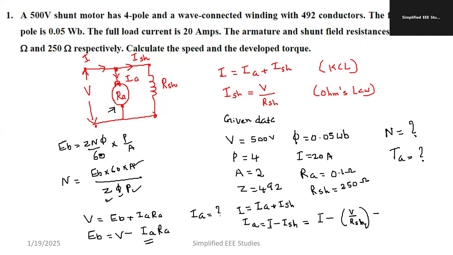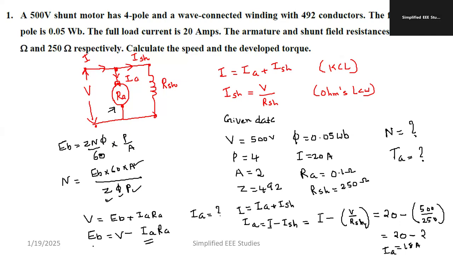Substitute the value. The total current is 20 amps, and the total voltage is 500 volt. V divided by RSH, which is 250 ohm. That means 20 minus 2, which is 18 ampere. So I got the value of IA. IA is equal to 18 ampere.